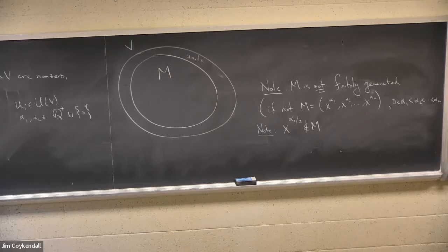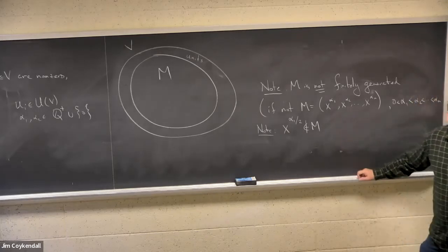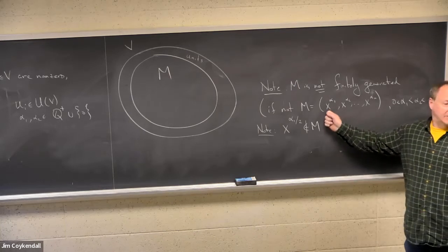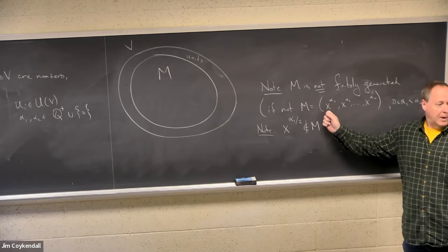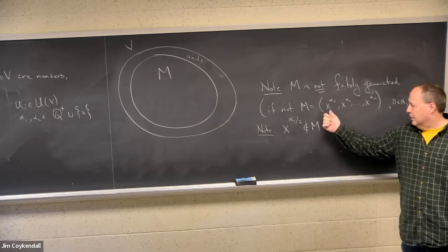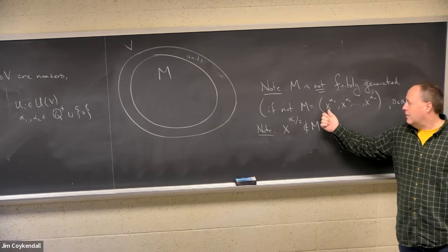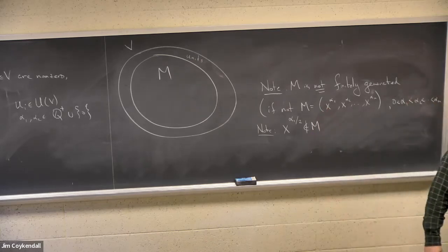And in fact, what do you know about any finitely generated ideal in the valuation domain? It's principal. So in fact, this ideal would be generated by x to the smallest power. And that makes it even clearer, right? Because there's nothing you can multiply x to the alpha 1 by and get x to the alpha 1 over 2. It's too small. So this can't possibly be finitely generated.